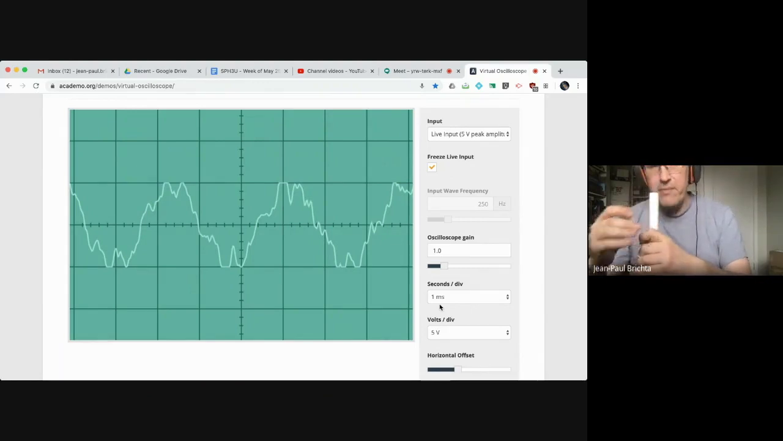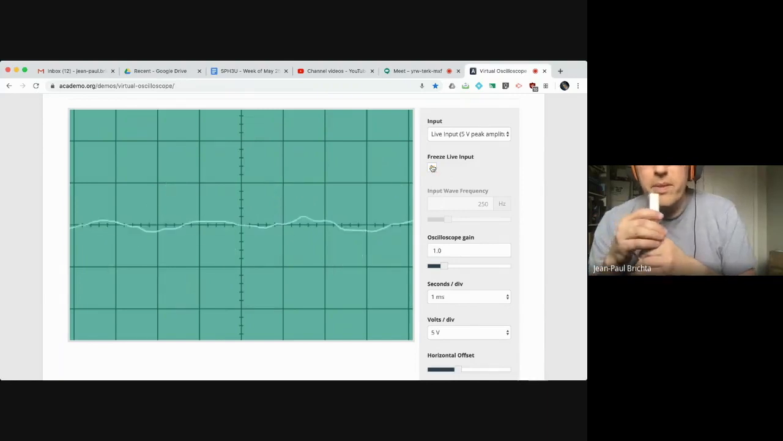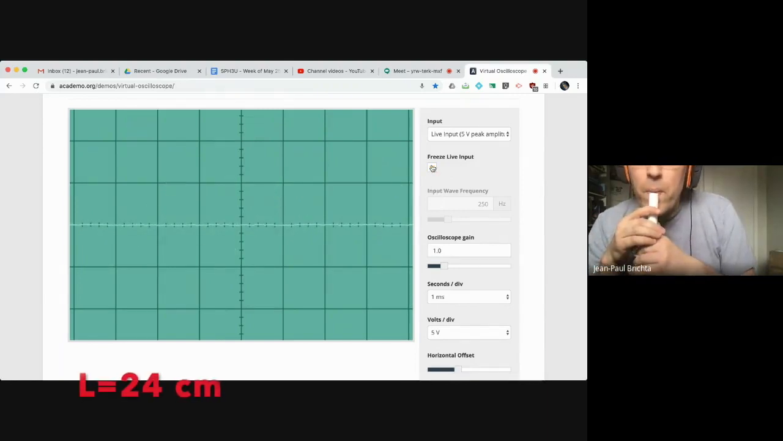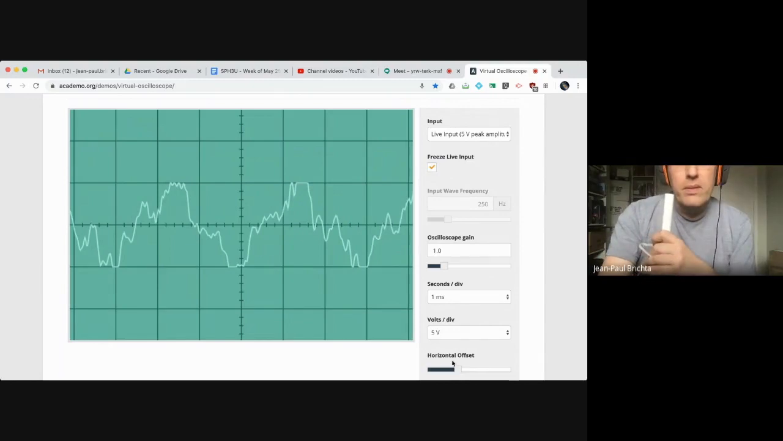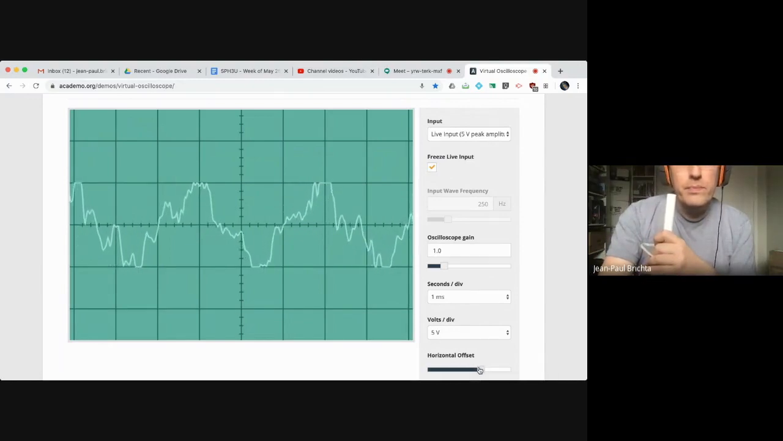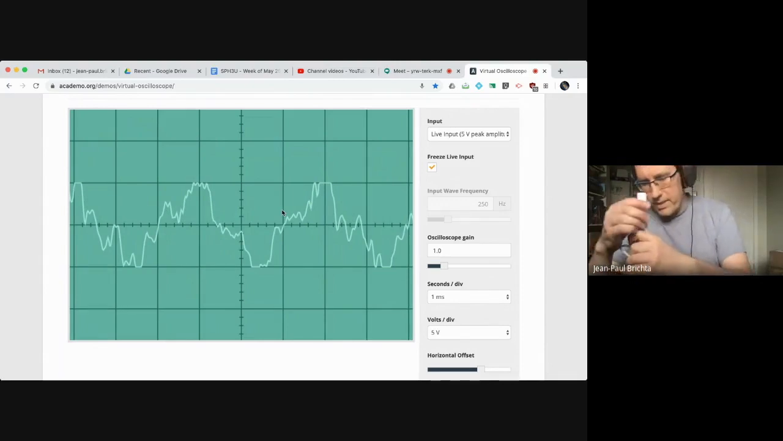Okay, now we're going to go to 24 centimeters. 24 centimeters. Here we go. All right. Let's move it around. Something like that. Okay. I would start from the middle of this crest, or the middle of this one, doesn't really matter, and then go to the middle of the next one. How many milliseconds is that? What's your period there?